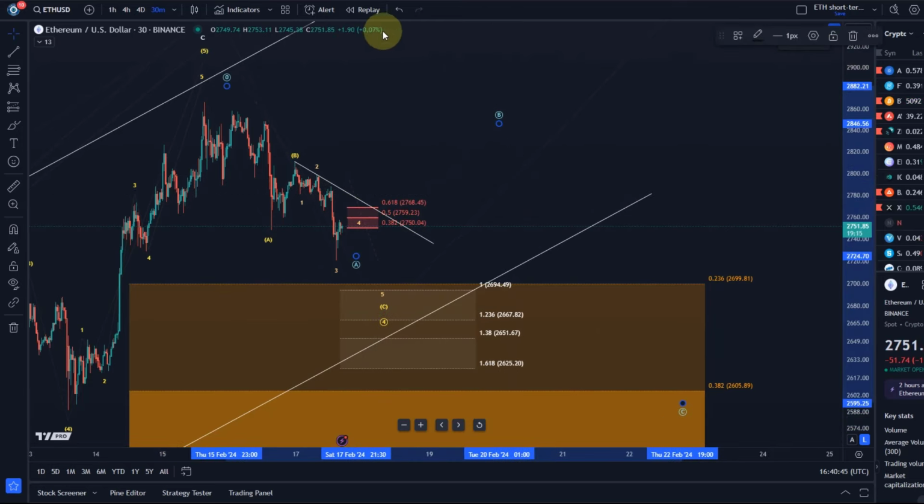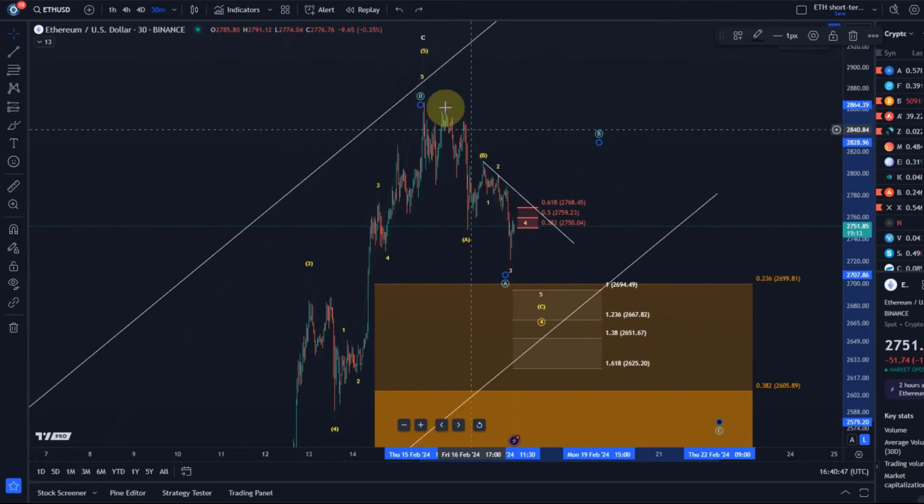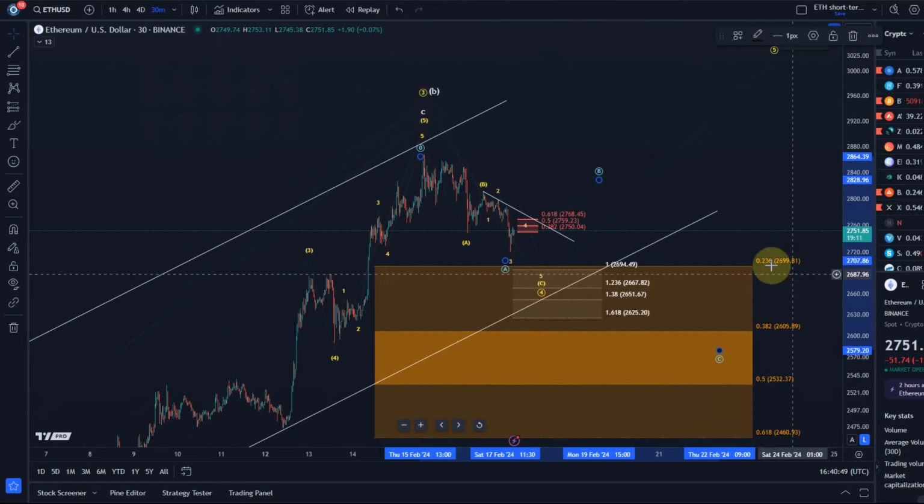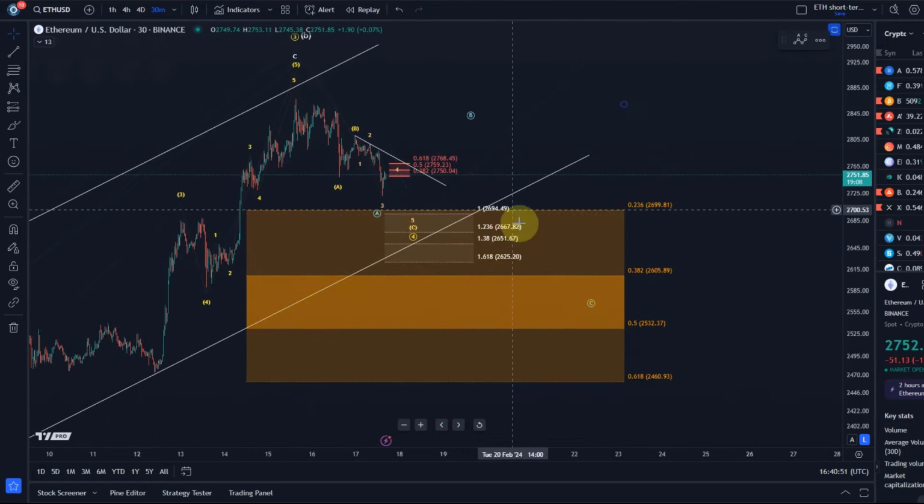Don't worry too much about the exact micro count of corrections. I just show it basically for learning purposes. It's not meant to be predictive, the micro count within a correction. It's more to understand what the relevant potential targets and potential resistances are.